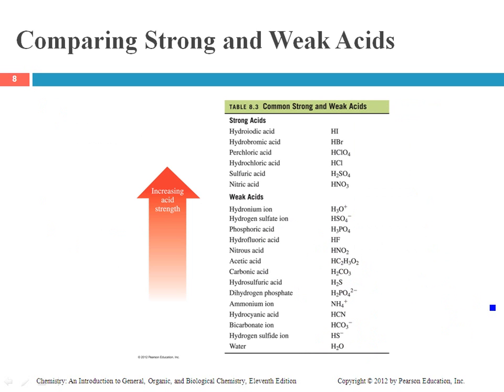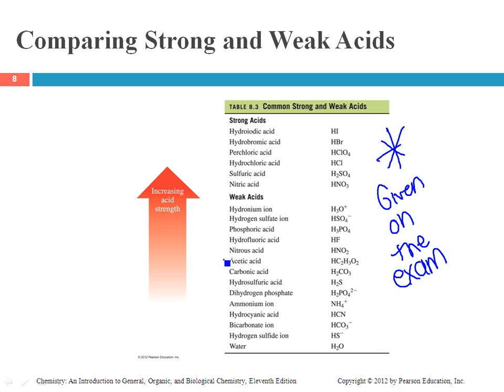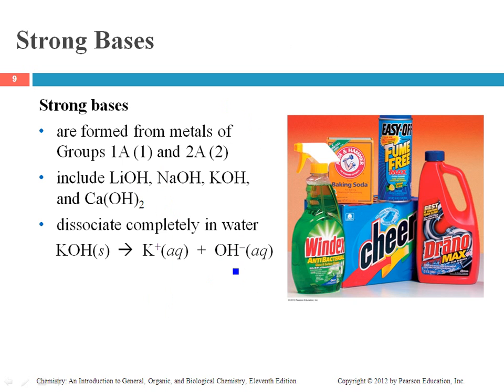So putting the two tables together, this is the table that will be given on the exam. You still want to become familiar with the common ones: hydrochloric acid is a strong acid, sulfuric acid is a strong acid, water is a weak acid, obviously. It can act as an acid or a base. Acetic acid is another good one. That's in vinegar. But you will be given this list, so you will know whether it's a strong or a weak acid.